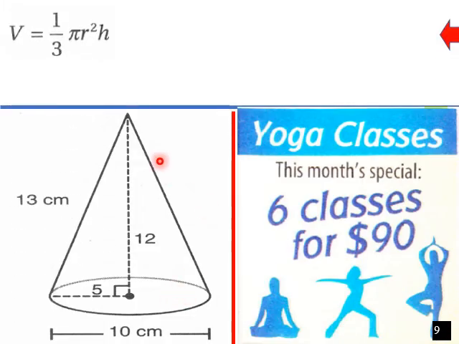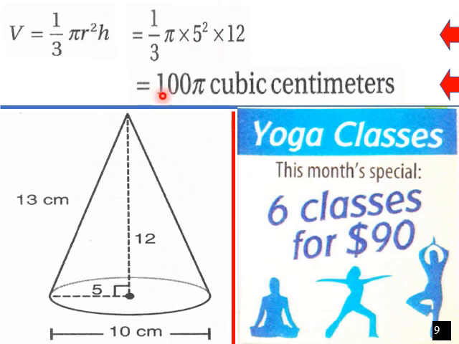To find the volume, we plug into our formula 1/3 pi times 5 squared times 12, which would be 100 pi cubic centimeters for the volume of this right circular cone.